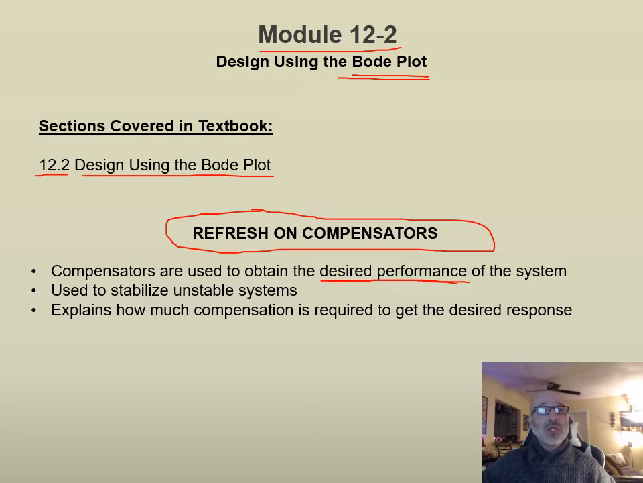We're also going to use these to stabilize unstable systems. So if we test our system and it ends up being unstable, we can use these compensators and different methods of designing these compensators in order to make the system stable again. This explains how much compensation is required to get the desired response. So that's one thing that we're going to be looking at when we're designing a compensator: quantifying how much, in order to figure out what type of compensator to put in.